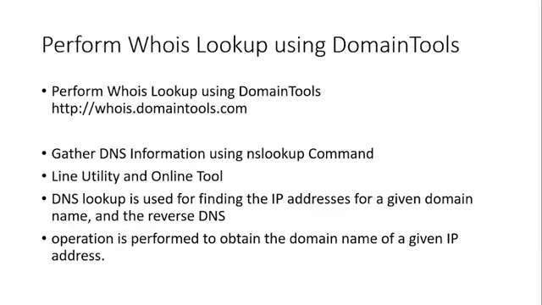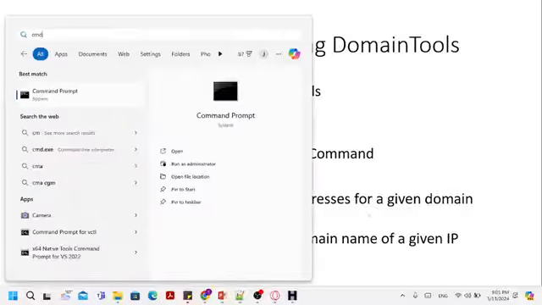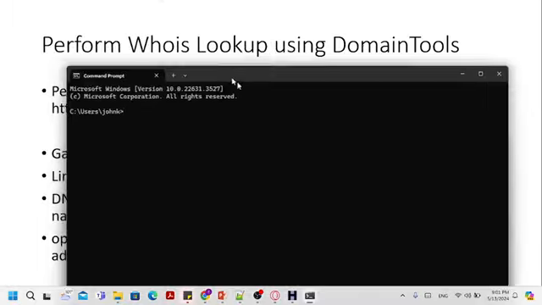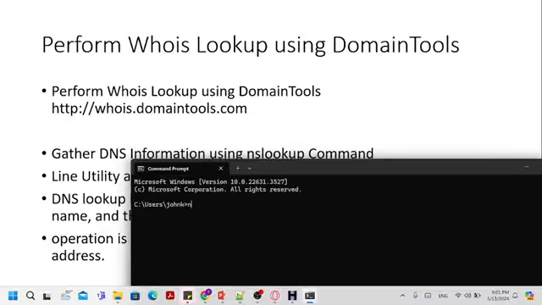Today we are going to discuss domain information gathering tools. There are many tools to get more information about a specific domain. Most common ones are the following. Let's start with NSLOOKUP. NSLOOKUP is a command line tool used to get information about a specific domain.